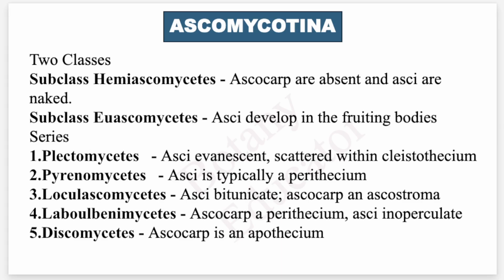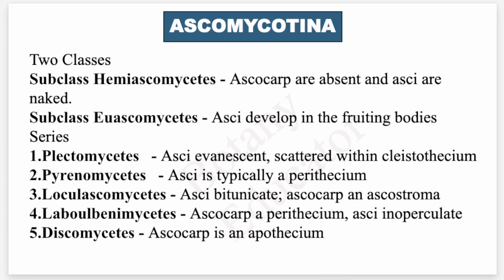So before going further to the topic, we will study about the classes of the Ascomycotina. Two subclasses, Hemiascomycetes and subclass Ascomycetes. In Hemiascomycetes, ascocarps are absent and asci are naked, while in Ascomycetes, asci are formed in the fruiting bodies, right? So different types of fruiting bodies are formed in this Ascomycetes. The member of Hemiascomycetes we have studied is Saccharomyces.